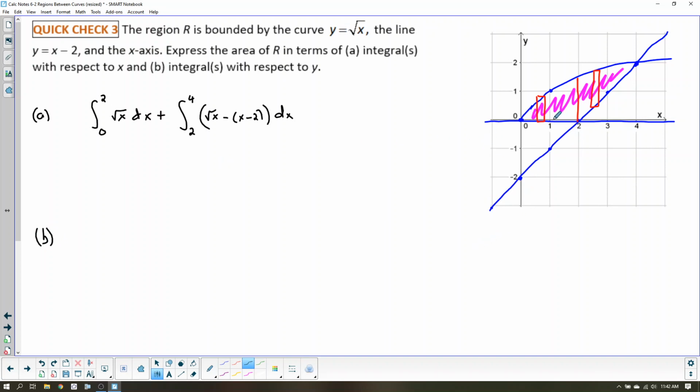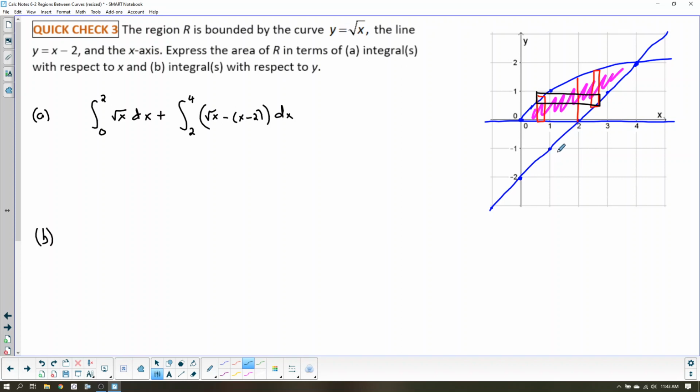Okay, so now we want to go back and we want to slice it in a different direction. So I can't really just erase those easily, so I'm just going to try to draw it in here this way. If we're going to make the rectangles horizontal, then notice that no matter where I put this rectangle, as I move it up and down, this is always upper and this is always lower.